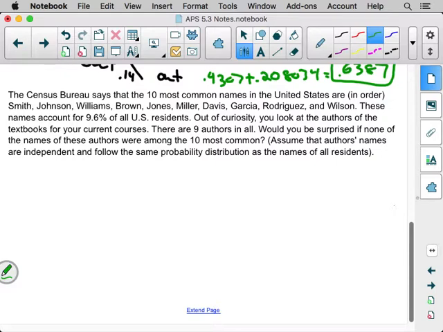All right, so let's talk about a couple of things here, okay? So we're looking at 9 authors, right? We have 9 books. We're looking at 9 of the authors. And we're wondering what's the probability that none of them are in the 10 most common. Okay? So let's think about this. For one of them to be not common or not on the list, what would that look like? If 9.6% of anyone is in those 10, what would it look like to not be part of that 10?